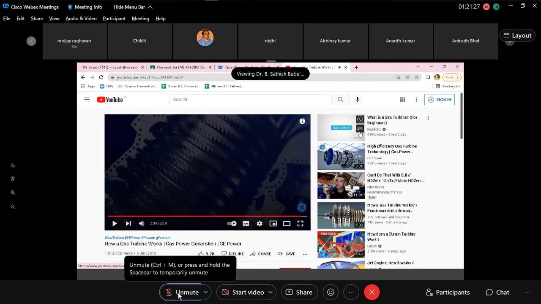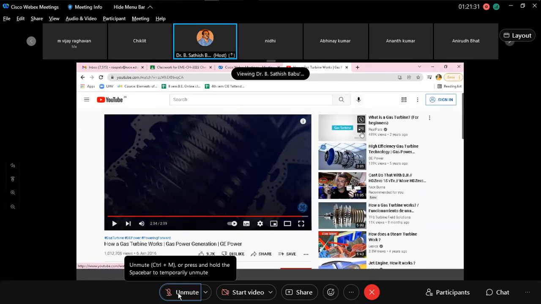Okay. So this is one particular type of gas turbine, this is from GE. So that is how chemical energy is converted into mechanical energy and then into the electrical energy. So I hope it is clear to all of you.